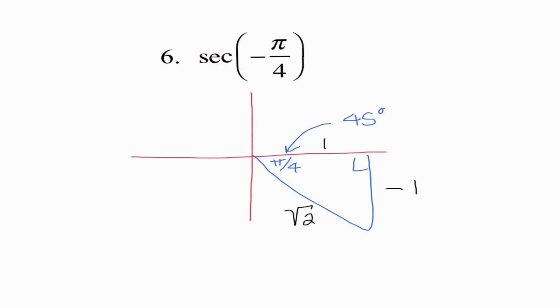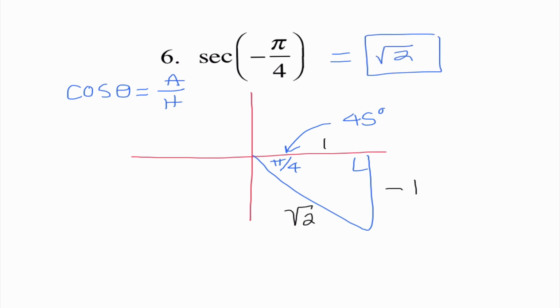I know secant is the reciprocal of cosine, and I know cosine is adjacent over hypotenuse. So this time I'm going to do hypotenuse over adjacent. So I have radical 2 over 1, which is radical 2. Now in quadrant 4, it's all students take calculus, which tells me cosine and secant are the only 2 ratios that should be positive there.